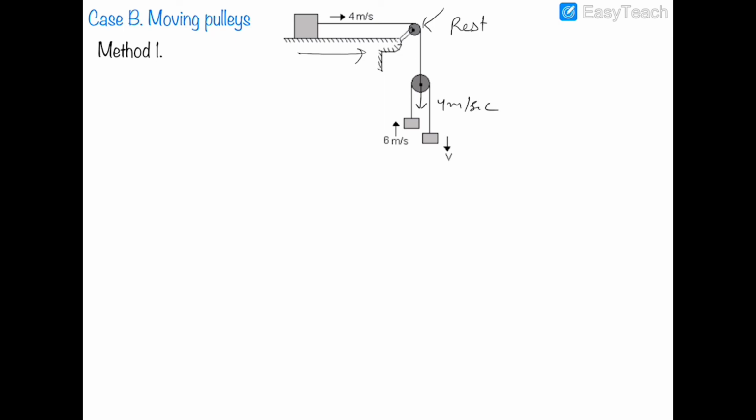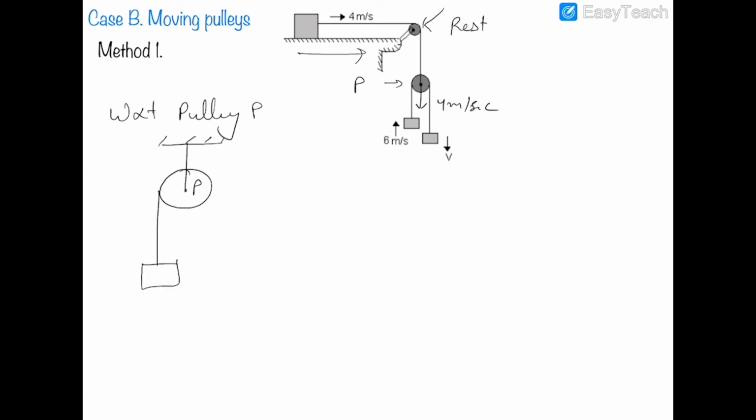Now, this is pulley P. With respect to pulley P, I can redraw the free body diagram. I can redraw the pulley diagram, and pulleys are also known as Atwood machines. This is pulley P, and the velocity of this block, which is on the left side of the pulley P, will be 6 plus 4, which is 10, and the velocity of this block, which is on the right side, will be v minus 4.